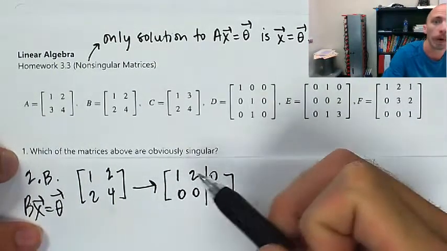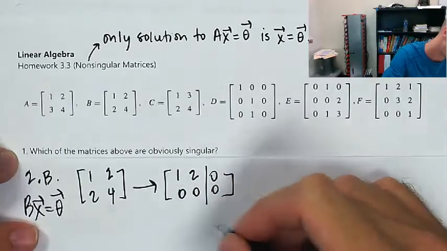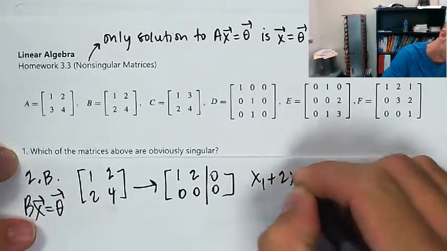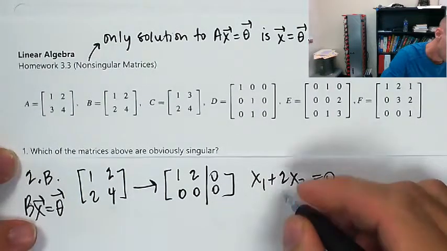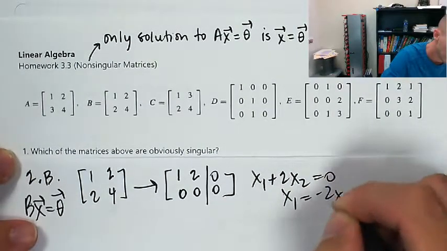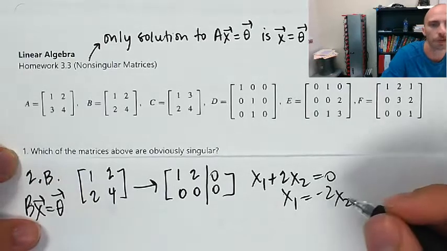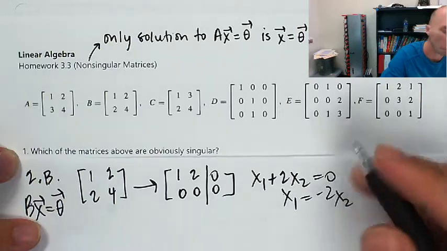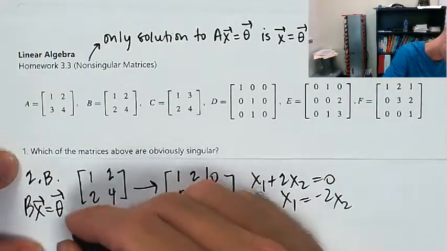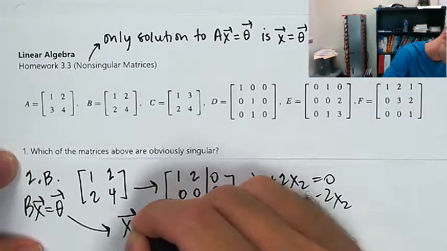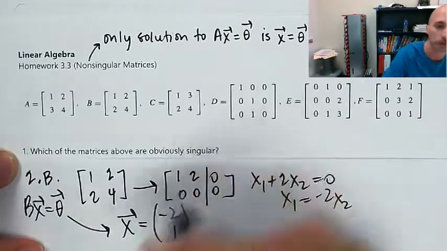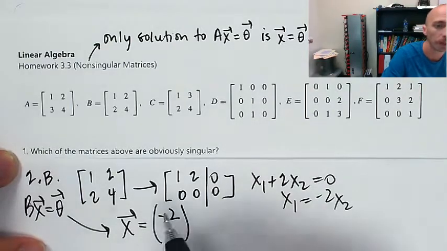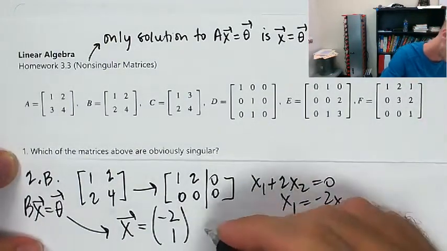Okay, and then, oh, hey, look, I'm in reduced echelon form. There's nothing else I can do. So I'm going to say x1 plus 2x2 equals 0. So x1 is negative 2 times x2. So let x2 equal 1. The vector negative 2, 1 is a solution to that vector equation, and it is not X equals 0. Okay, so I conclude that B is singular.